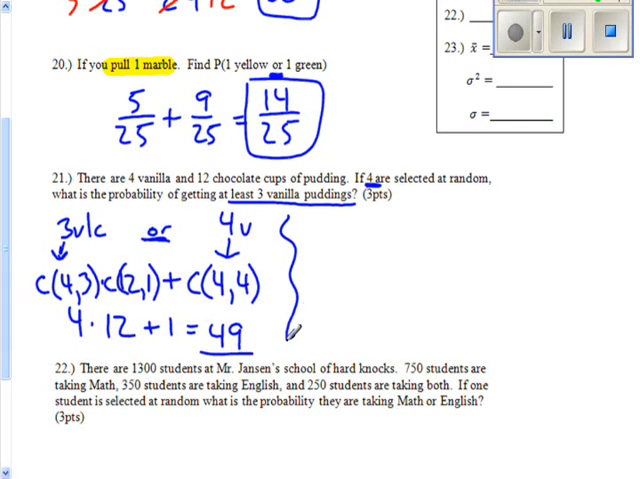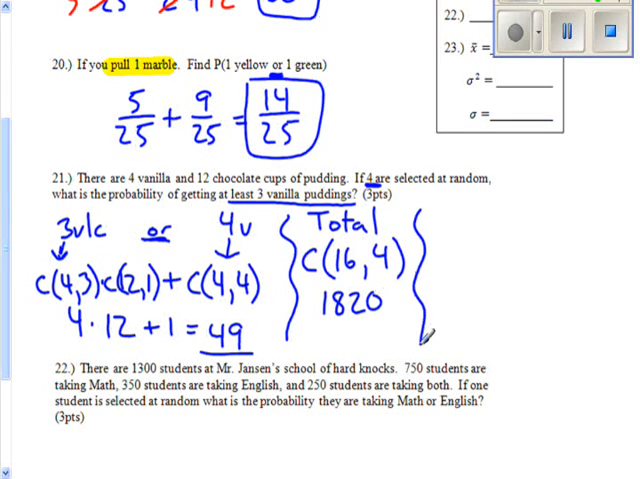I'm not done yet. I still have to do the total number of options, and that is also going to require a combination. If there's 4 vanillas and 12 chocolate, I have a total of 16 pudding cups, and I'm picking a total of 4 of them, so I have to do 16 choose 4. When I do 16 choose 4, it looks like it gives me 1,820. So this is the total number of options, and the 49 is the number of ways it can happen. So my probability is 49 over that. Of course I have to check to see if I can reduce this. So it's 7 over 260.